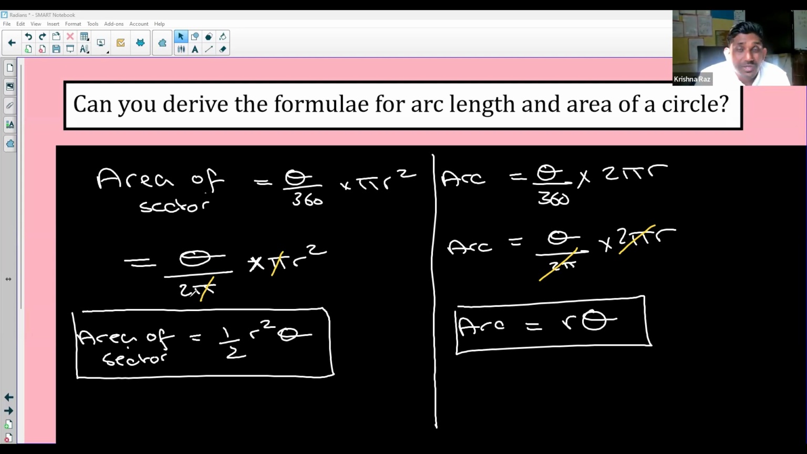So these are two key formulae that we'll use for radians, and we use these when we're trying to find the area of the sector or the arc length, because it's easier. Obviously, your angle must be in radians, not degrees.